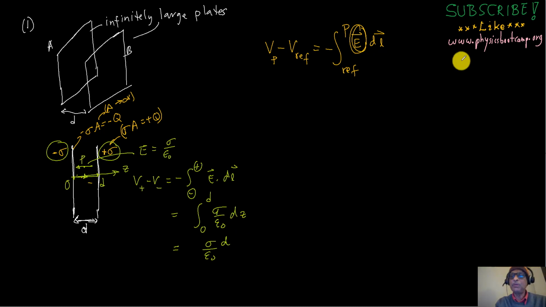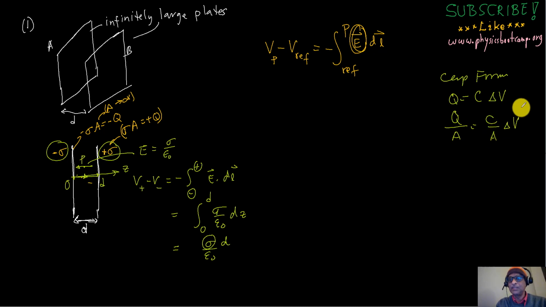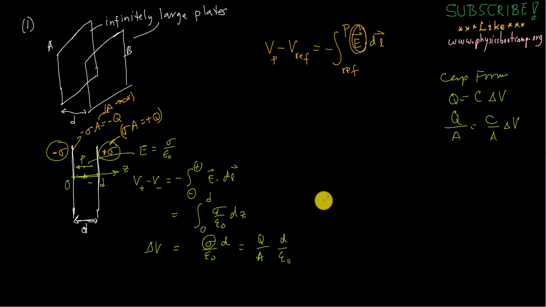So if you remember, the capacitance formula is Q equal to C delta V. Or if you have a sigma, then Q over area equal to C over area times delta V. So this is delta V, this is delta V, and if you look at that, this is Q over A. So this is Q over A times D over epsilon naught.